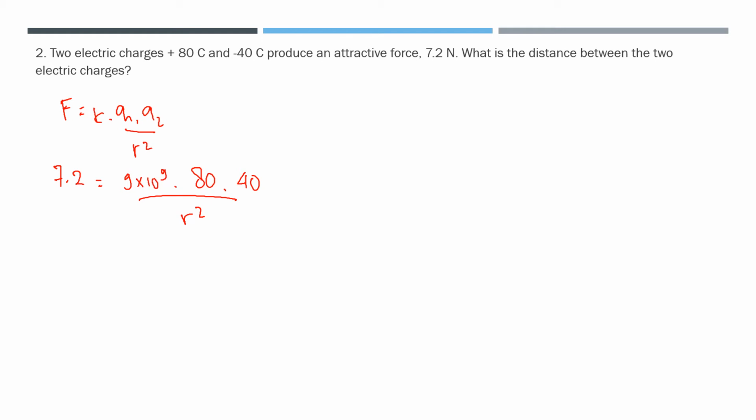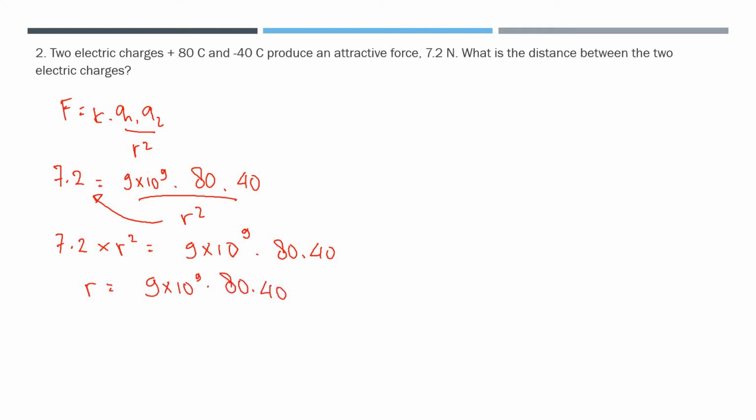Then you can use simple algebra to solve this. We get 7.2, this one moves here and becomes times, right? Times r squared equals 9 times 10 to the power of 9 times 80 times 40. So r squared will be 9 times 10 to the power of 9 times 80 times 40, over 7.2.